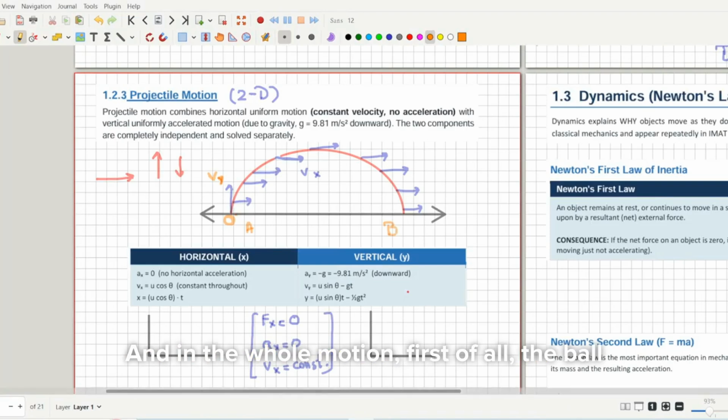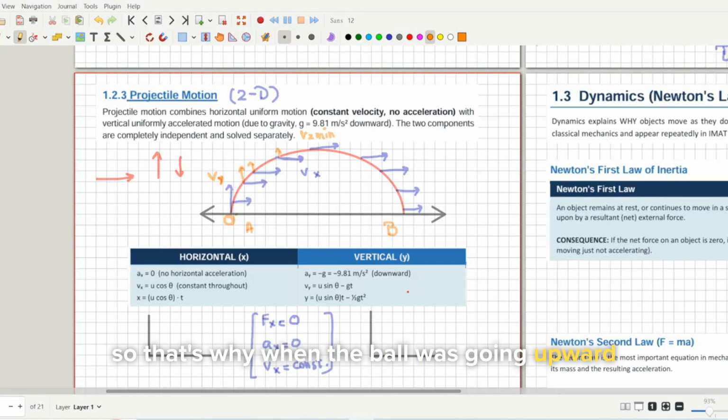In the whole motion, first of all, the ball started going upward and forward, and when the ball was going up, the velocity kept becoming slower and slower. Eventually it became minimum. The velocity became minimum at the maximum height. The reason was that gravity was pulling the ball downward. So in the y direction the only force is gravity. So that's why when the ball was going upward and forward, the velocity kept decreasing, and eventually it became 0 at the maximum height.